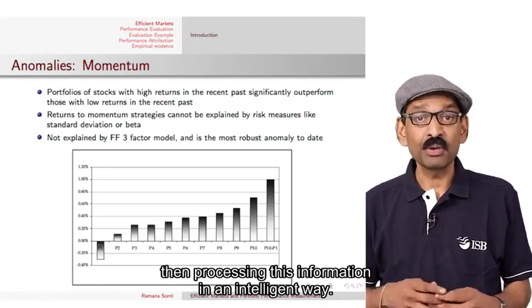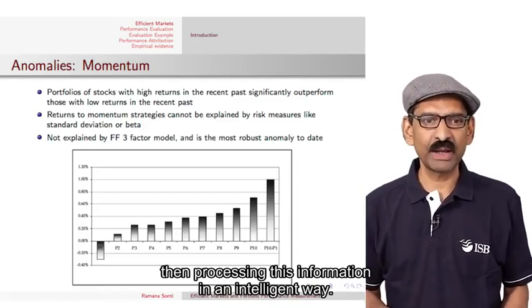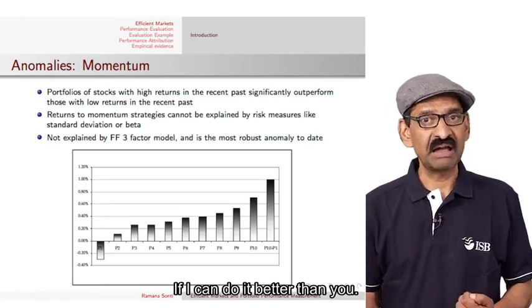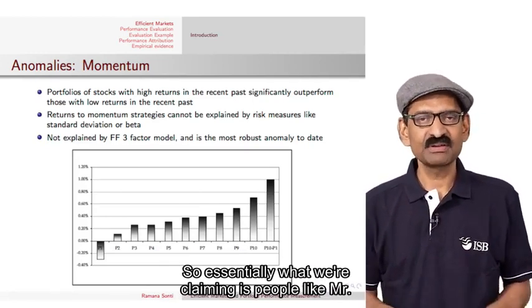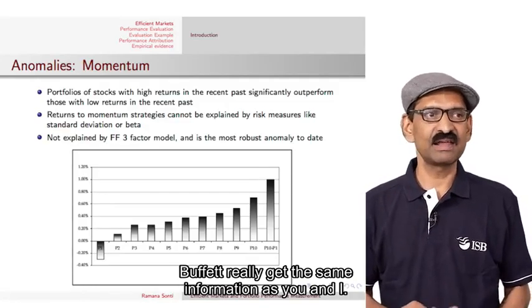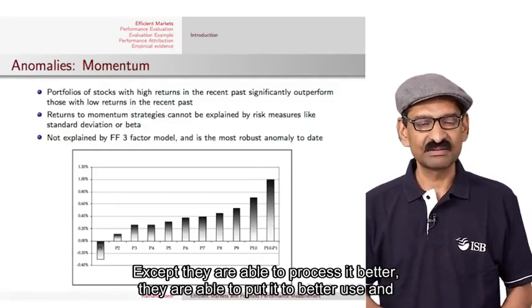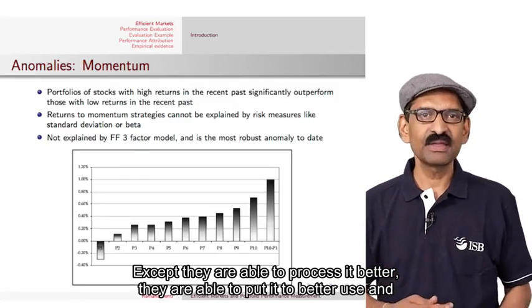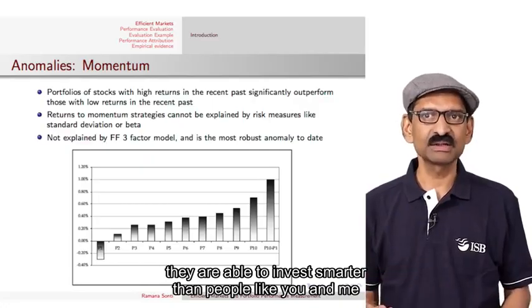But processing this information in an intelligent way, if I can do it better than you, I stand a chance of making money. So essentially what we are claiming is that people like Mr. Buffett really get the same information as you and I, except they are able to process it better, put it to better use, and invest smarter than people like you and me.